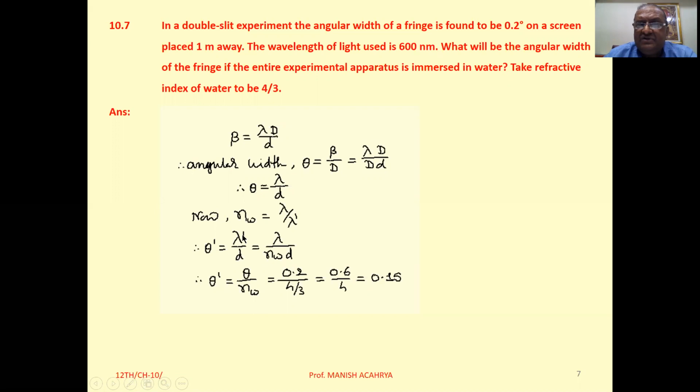Now lambda dash that is lambda upon n water, small d as it is, but this lambda by small d, that is the angular width in air. So we can write theta dash that is equal to theta upon n water. Theta that is given to you here, 0.2 degree. Substitute theta that is 0.2 degree and n water 4 by 3. Solve it, you will get the answer. Clear?